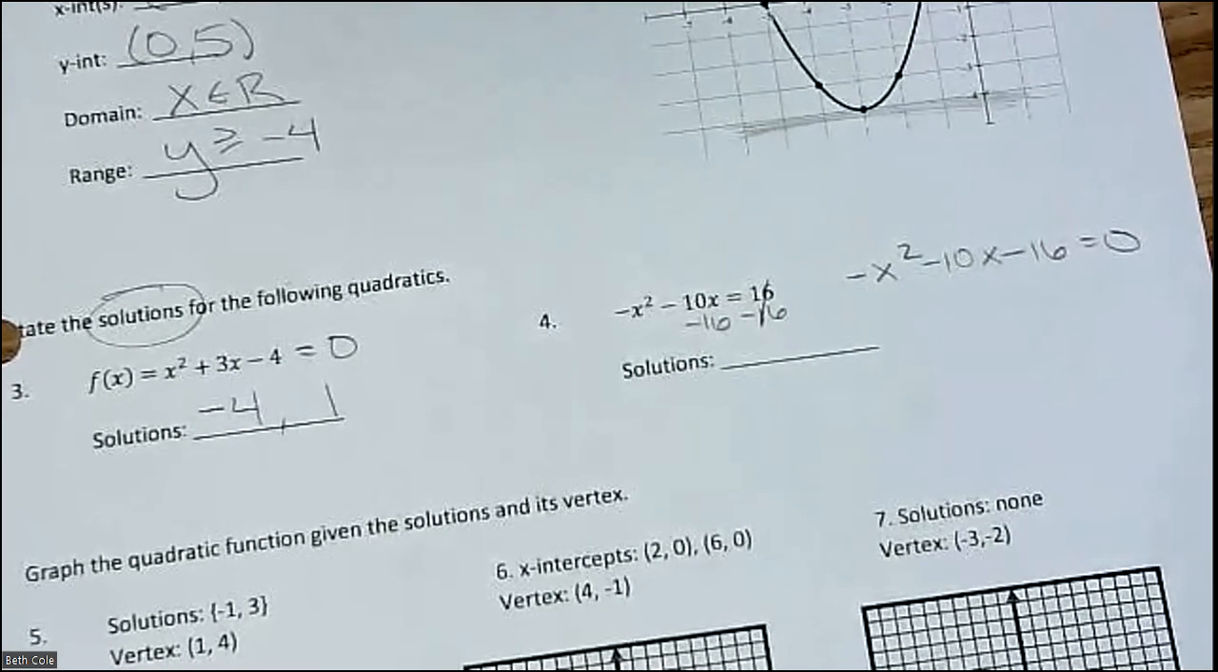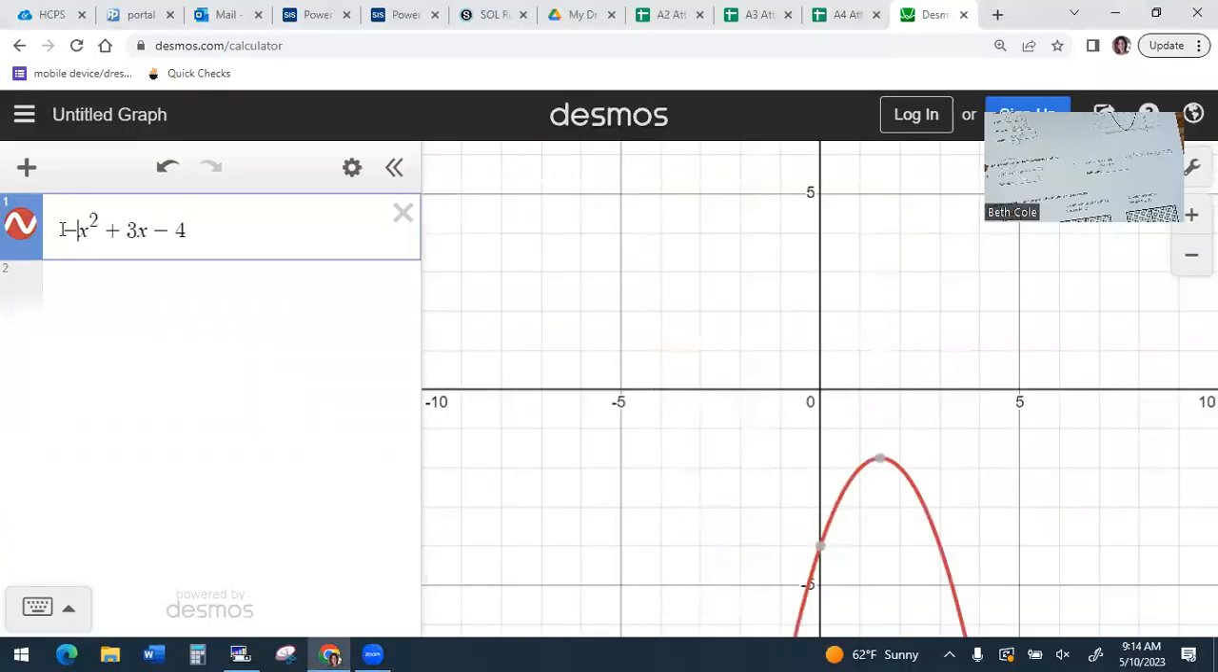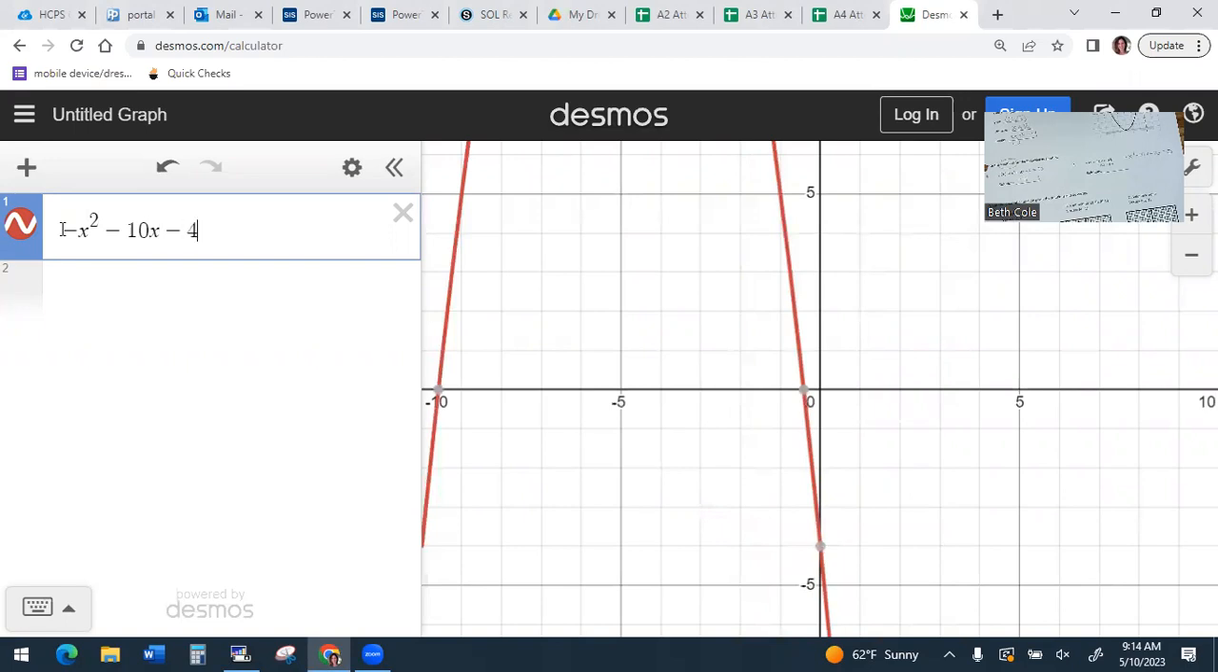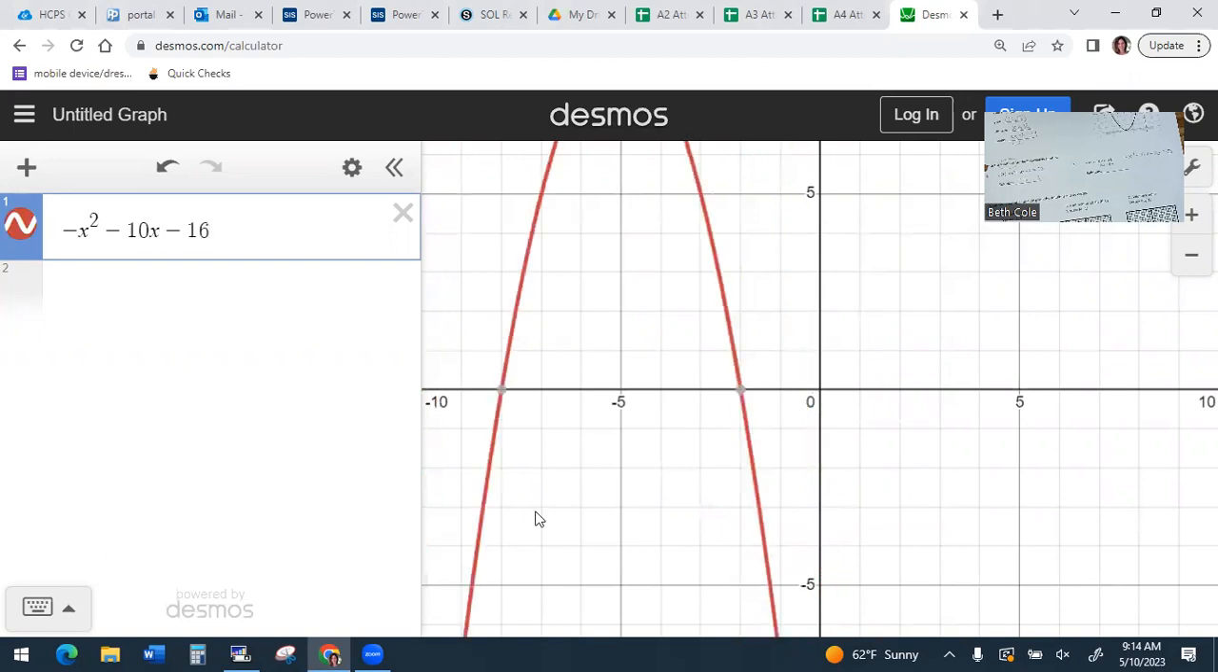I'm going to share my screen again and go type that one in. You literally just type it in, click on the x-intercepts. So what was it? -x squared minus 10x minus 16. Are you looking? Because this is all that there is to this. Where's this first one? -8 and -2. Just write those down on your paper. -8 and -2.